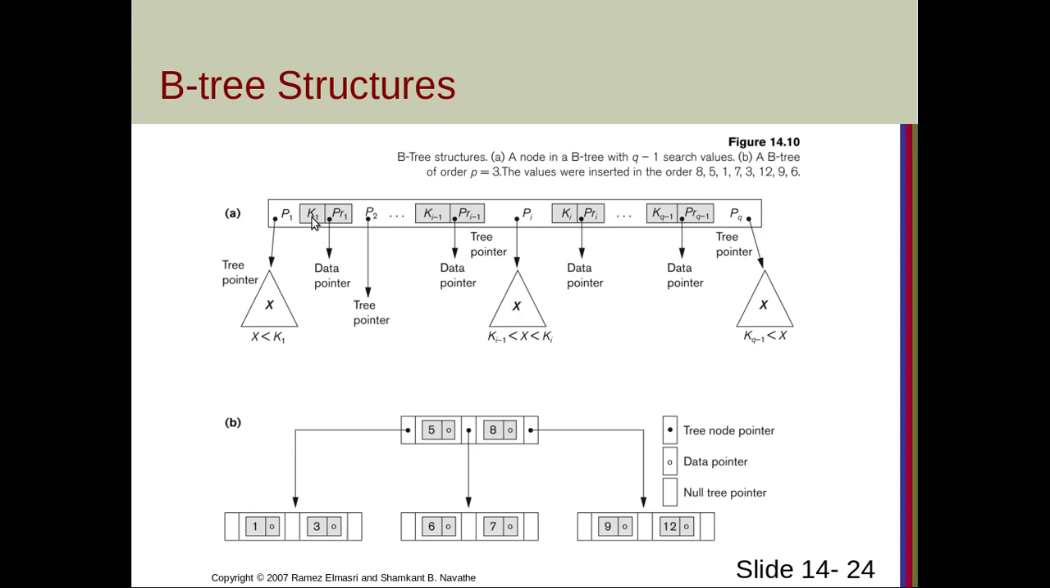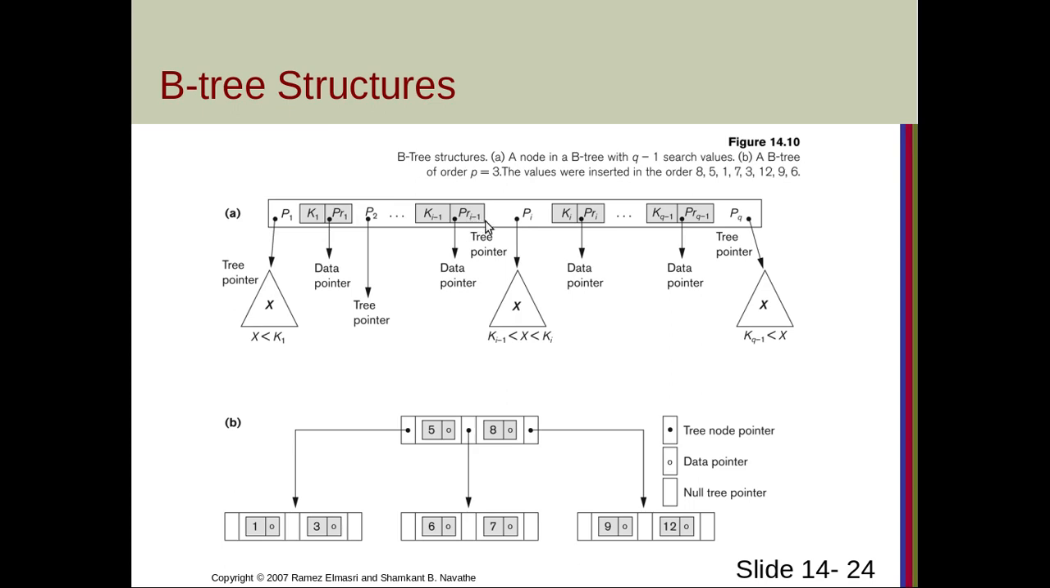The key value in between these two pointers P1 and P2 is K1, and K1 is a primary key value. The data corresponding to that primary key value has to be kept somewhere, and the pointer to that record is PR1. Likewise, K(i-1), PR(i-1).